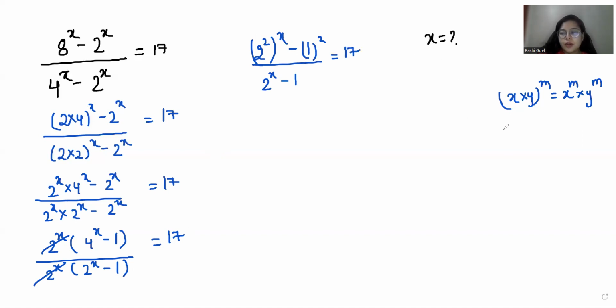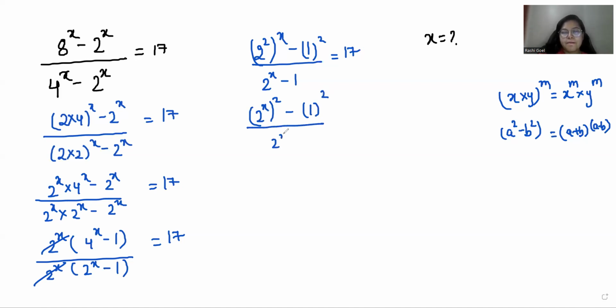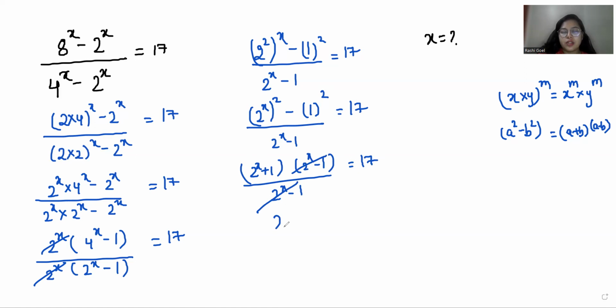In the numerator, I am going to use a very famous identity, that is a squared minus b squared equals (a plus b) times (a minus b). First, I am going to write this in terms of this. So (2^x + 1)(2^x - 1) / (2^x - 1) = 17. So we can cancel out this. So 2^x + 1 = 17.